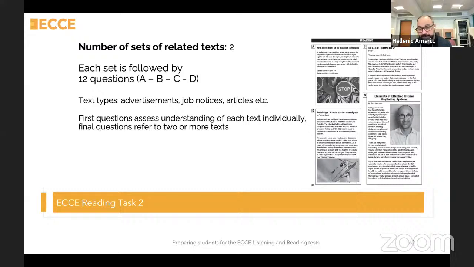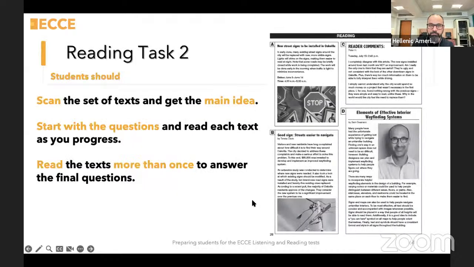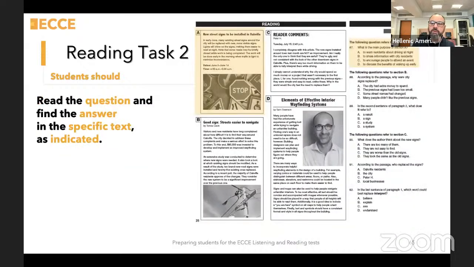So they will have again to combine, to synthesize information in order to answer those questions. For example, this is the format. There's always an instruction that tells the test takers where to look for the answers. Indeed, we've got this: the following question refers to section A. So, of course, the test takers will be directed to section A.